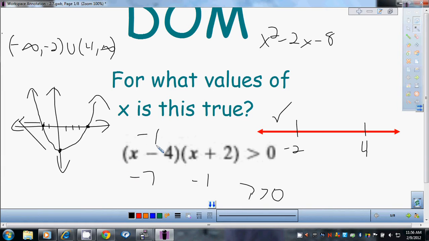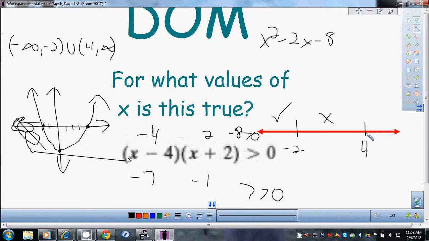Then you try a number between these two, like 0. That'd be negative 4 and positive 2. Plug those in. You get negative 8. Is negative 8 greater than 0? No, it's not. X. When I plugged in 0, I got negative 4 and positive 2, which multiplied to get negative 8.